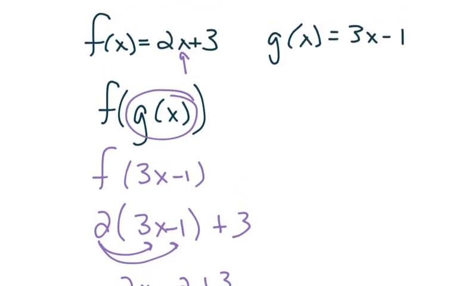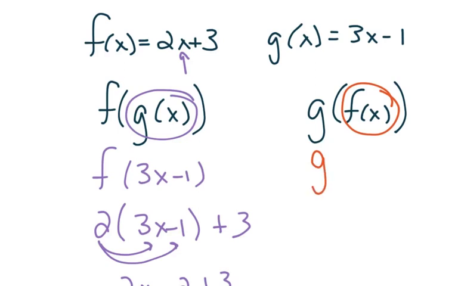What if I switch the order, though? What if I say find g of f of x? This time, the input is going to be 2x plus 3, because that's f of x. And we're going to substitute 2x plus 3 into this equation in place of the x.